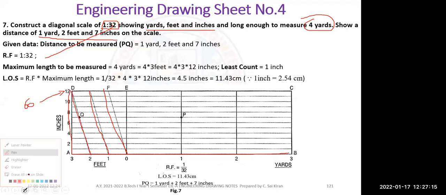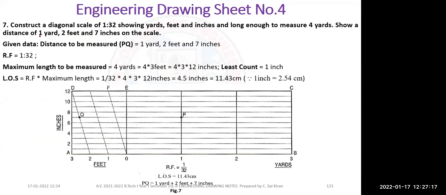And as for the problem, I need to find the distance as 1 yard, 2 feet, 7 inches. So where this 2 feet is touching the 7, mark the point as P or Q and draw the horizontal line. This vertical line is 2, so till here it is 2 feet, and this distance is 7 inches on the scale. This vertical height is 2 feet, and this distance is 1 yard. Like that, you can solve the problem.